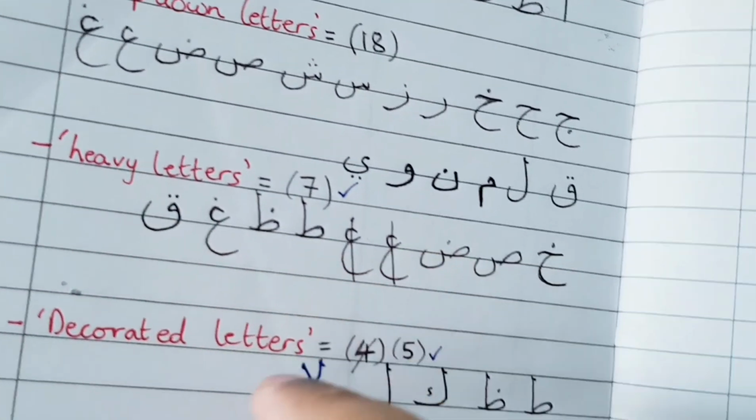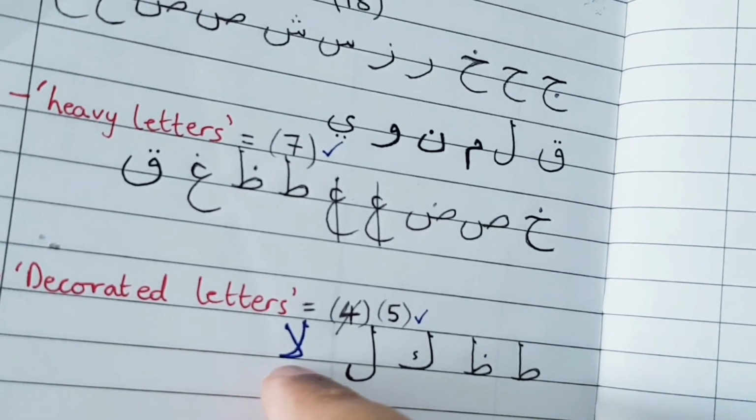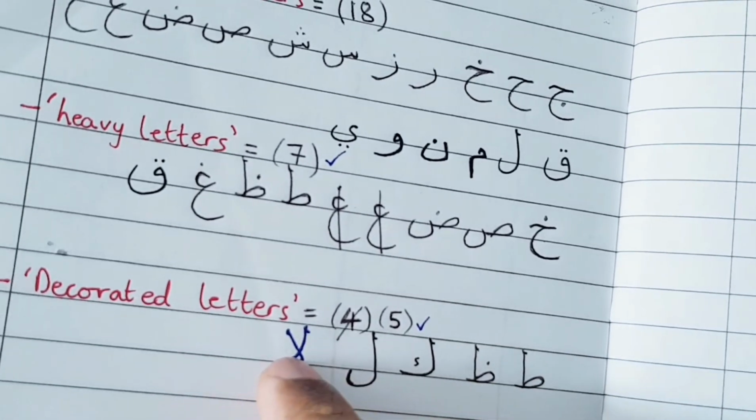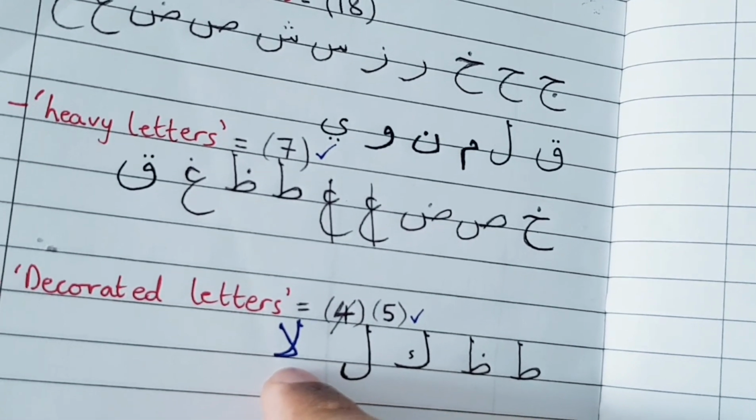Heavy letters, we've completed that. Decorated letters now, we added lam alif. And this is our 5th one. So we've completed the decorated letters. The 5th one is lam alif.